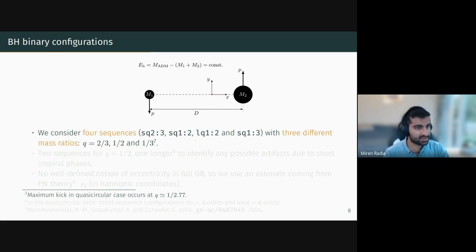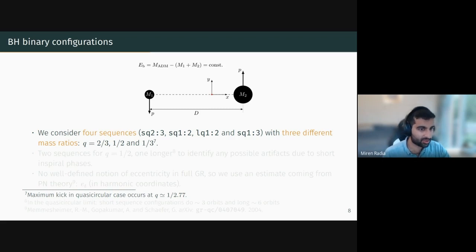A sequence is constructed by first finding the tangential momentum that gives a quasi-circular configuration. So we fix D, the initial separation, for one configuration. Then we solve using a post-Newtonian formula for the tangential momentum. You can see P points in the tangential direction, given the specified initial coordinate separation and the mass ratio.